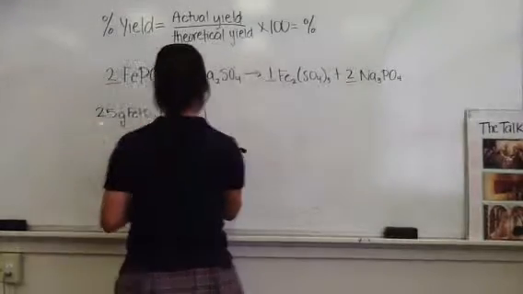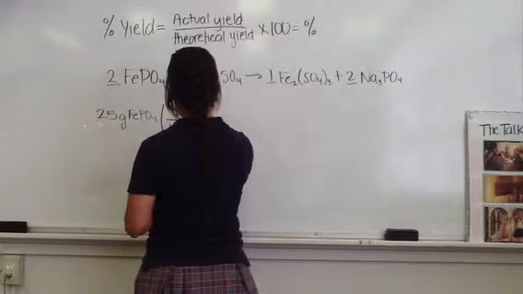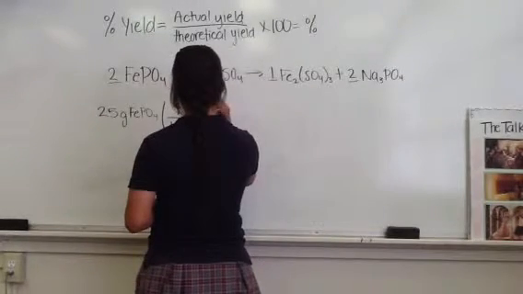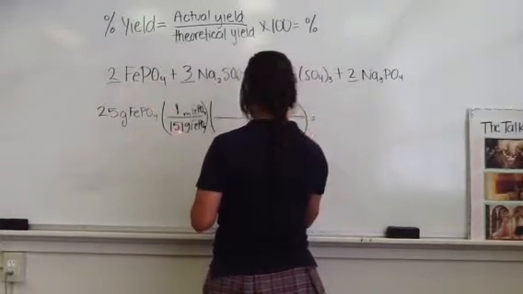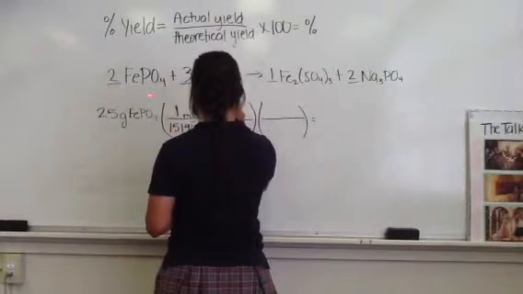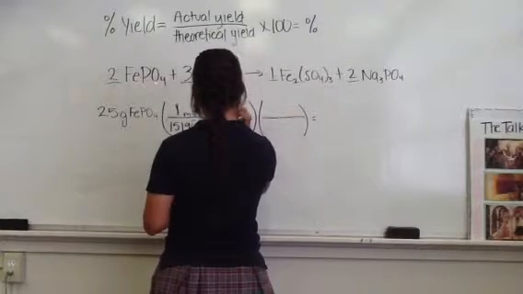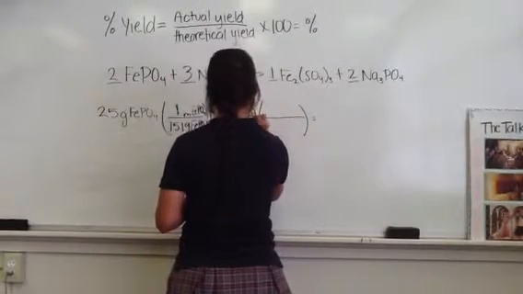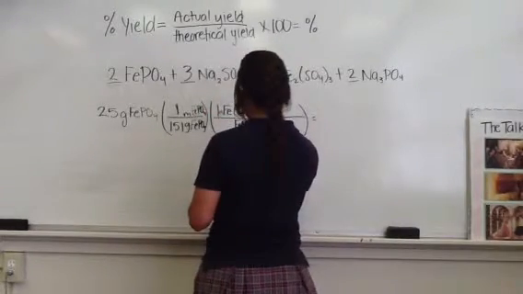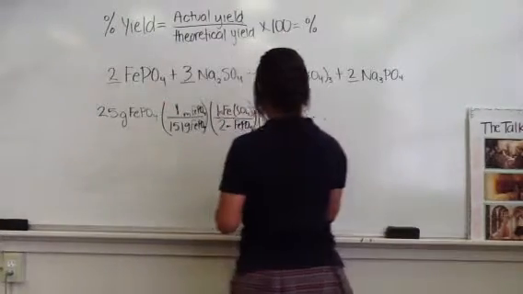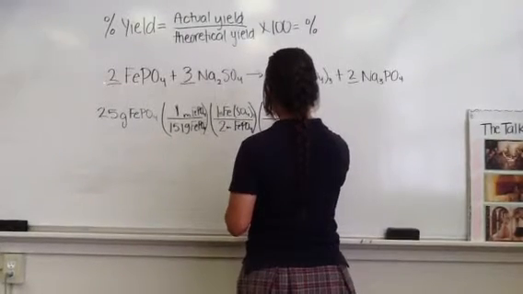So we're starting off with 25 grams of iron phosphate. So we will be going from grams to grams in order to get our iron sulfate. We start with 1 mole of iron phosphate and 151 grams of iron phosphate, which we got from the molar mass of iron plus the molar mass of phosphate plus our molar mass of oxygen times 4. Then we get 1 mole of iron sulfate, which we got from the mole ratio of 1/1, and 2 moles of iron phosphate, which we got from our mole ratio of 2/1.